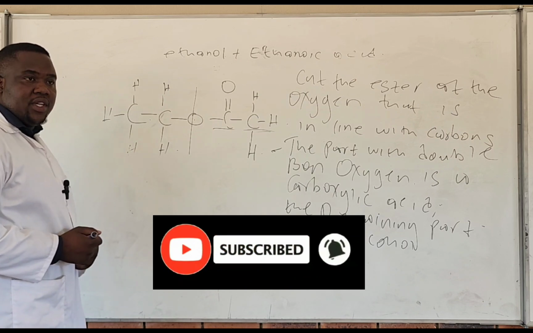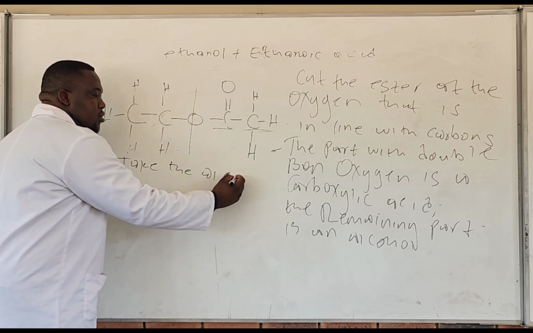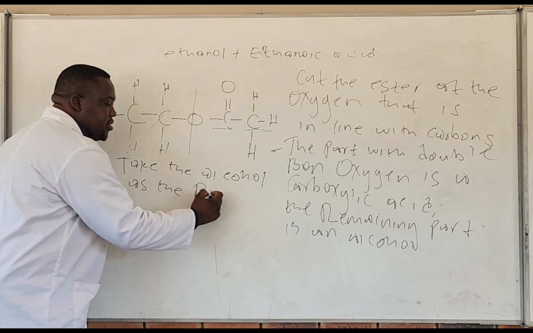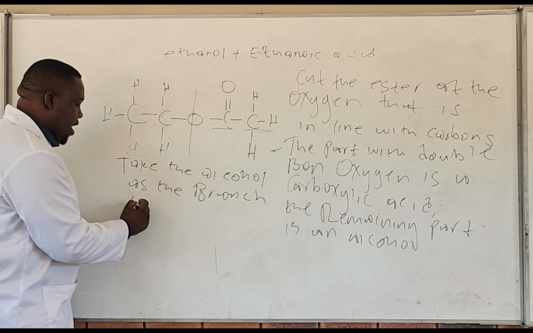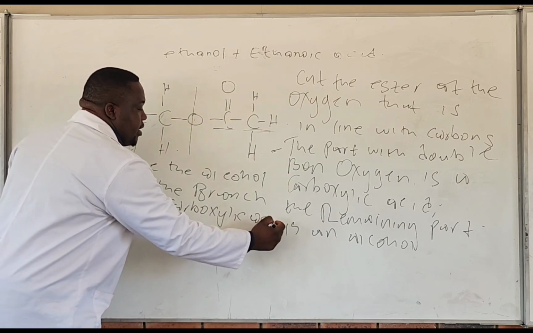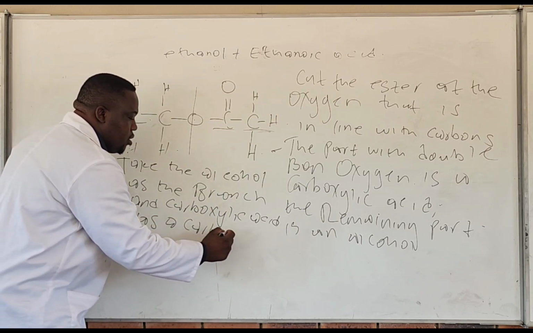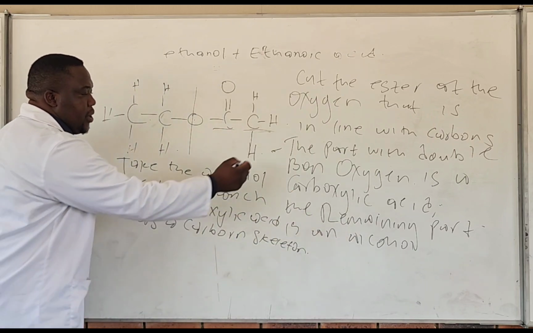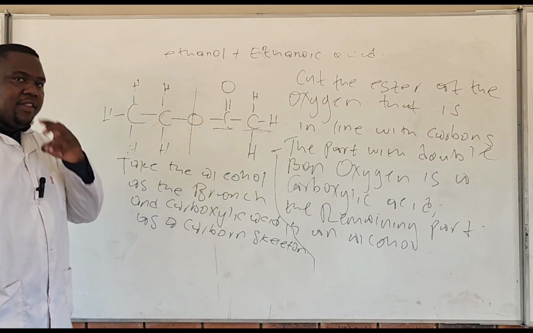So now let us give the IUPAC name of this one. This is how you do it. Take the alcohol as the branch, and the carboxylic acid as the carbon skeleton. You take the alcohol part as the branch, and the carboxylic acid as the carbon skeleton, then you will be able to give the IUPAC name.